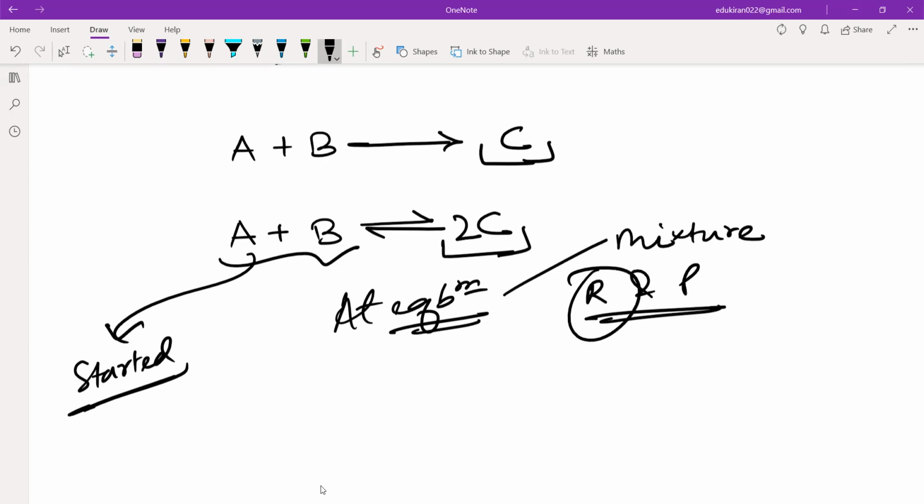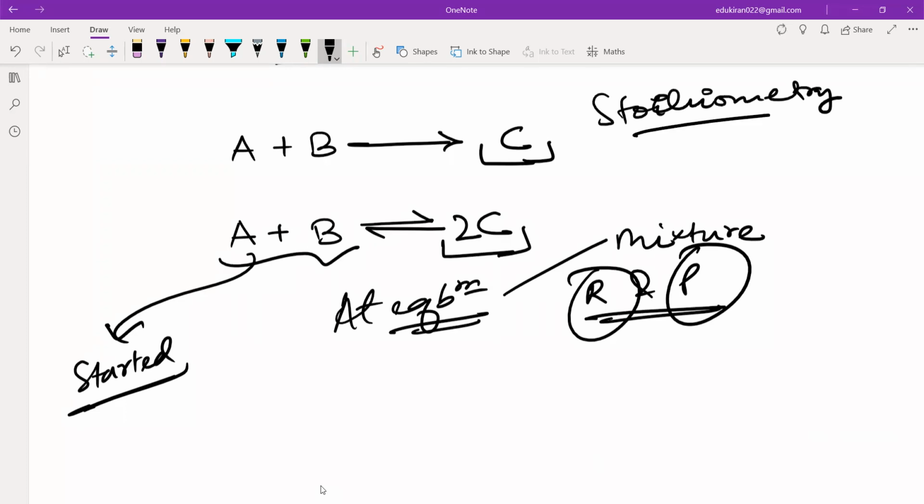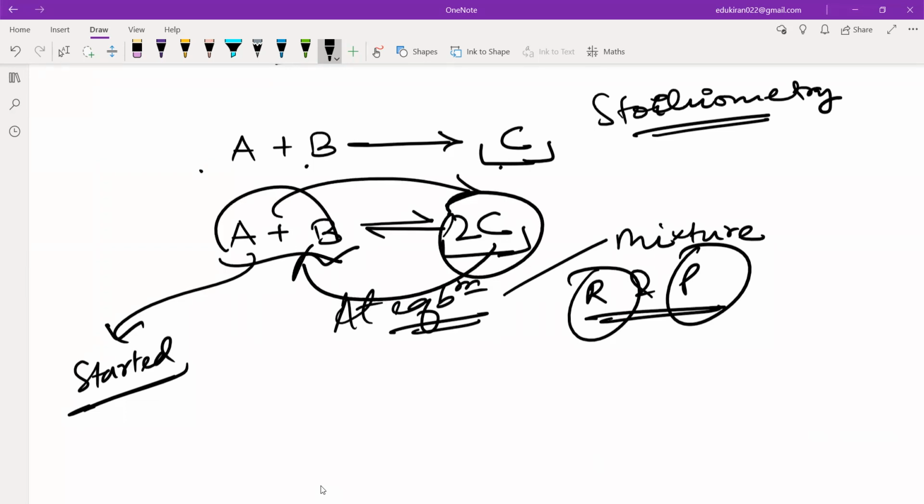Now we want to understand the number of moles of reactant and the number of moles of products. If it was an irreversible reaction, we can directly apply stoichiometry. 1 mole of A reacts with 1 mole of B to give 1 mole of C. But in this reversible reaction, not all of the reactant is converted to the product. Some of the product is also getting converted to the reactant.